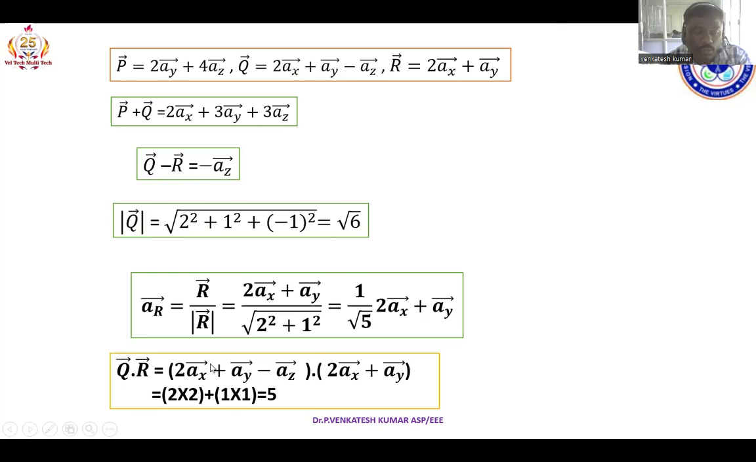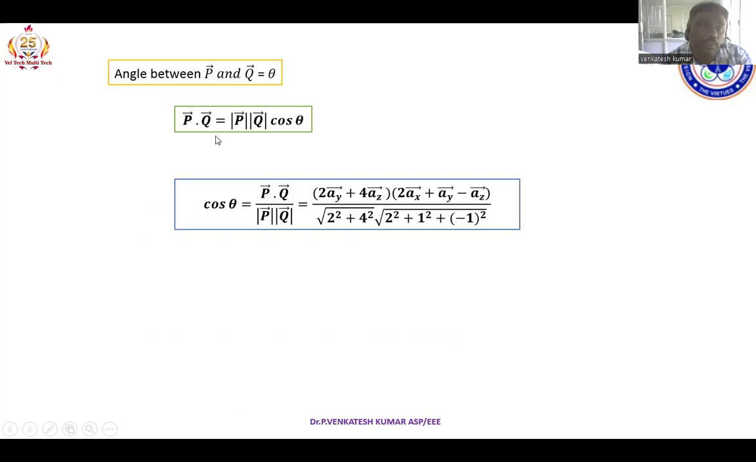So the ax values you want to multiply. Here ax is there, and here ax is there, so 2 cross 2. Here 1 is there, here 1 is there, 1 cross 1. Here minus 1 is there, here nothing, it is 0, so minus 1 cross 0 is 0. So the value is what? The scalar product comes as a scalar value. Okay, the dot product, Q dot R.